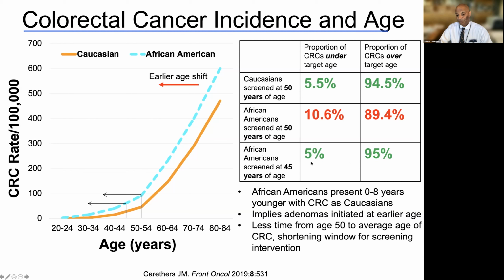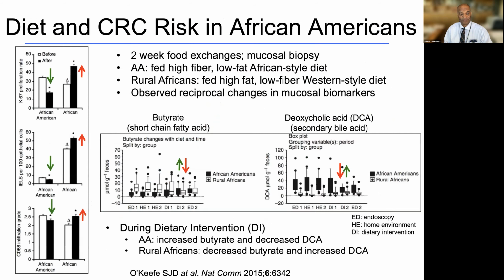I'll make a couple other points here. Blacks typically present 0 to 8 years younger with colorectal cancer than whites. That is data from a number of different studies. It also implies that the precursors to cancer are initiated slightly earlier. And there's less time from age 50, because they present earlier, to the average age of colorectal cancer screening, shortening the window for screening intervention. And it may help drive some of that disparity.